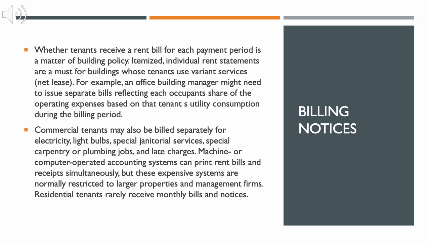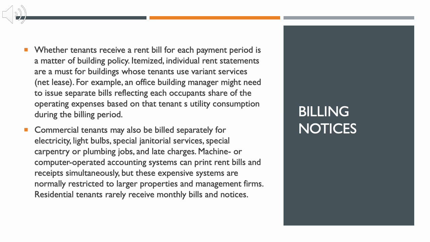Billing notices. Whether tenants receive a rent bill for each payment period is a matter of building policy. Itemized individual rent statements are a must for buildings whose tenants use variant services, such as a net lease. For example, an office building manager might need to issue separate bills reflecting each occupant's share of the operating expenses based on that tenant's utility consumption during the billing period. Commercial tenants may also be billed separately for electricity, light bulbs, special janitorial services, special carpentry or plumbing jobs, and late charges.